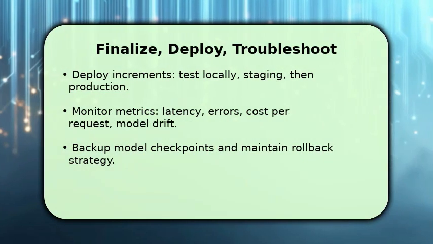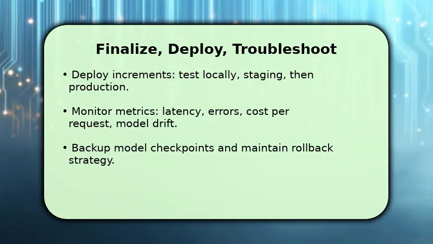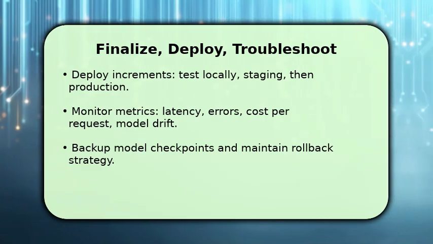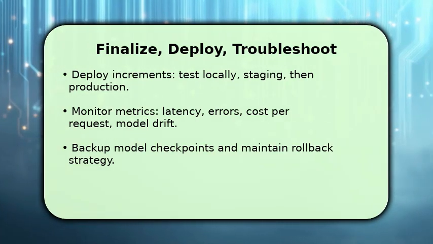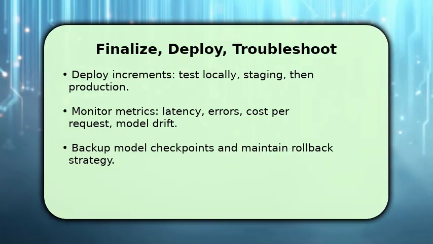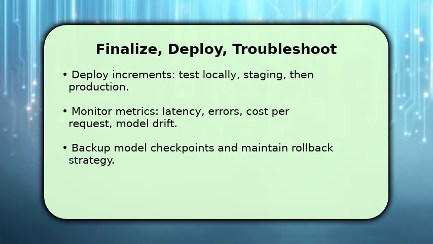To finish, deploy iteratively. Validate locally, run a staging canary, then roll to production with feature flags so you can disable risky features. You'll add observability for latency, errors, cost per request, and model drift, and set automated alerts for anomalies. Make sure to implement backups for model checkpoints and a rollback plan in case updates break behavior.